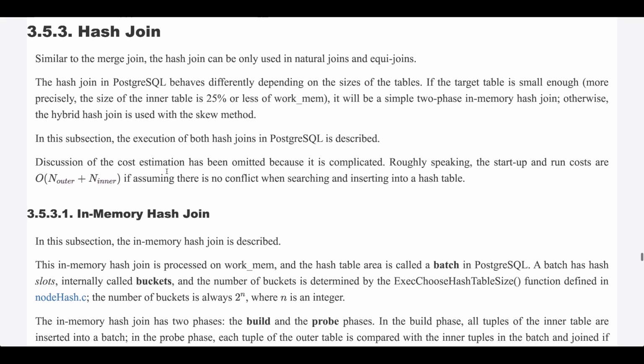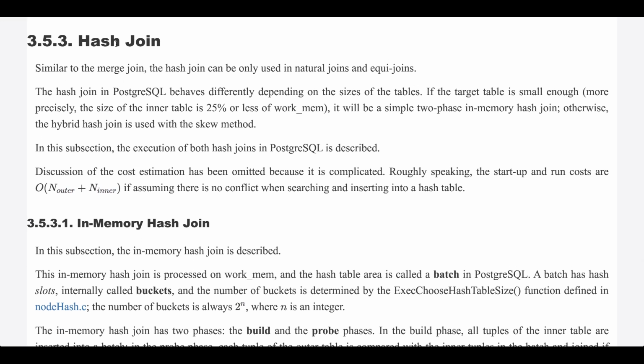3.5.3 Hash join. Similar to the merge join, the hash join can only be used in natural joins and equijoins. The hash join in Postgres behaves differently depending on the sizes of the tables. If the target table is small enough, more precisely, the size of the inner table is 25% or less of work_mem, it will be a simple 2-phase in-memory hash join. Otherwise, the hybrid hash join is used with the skew.